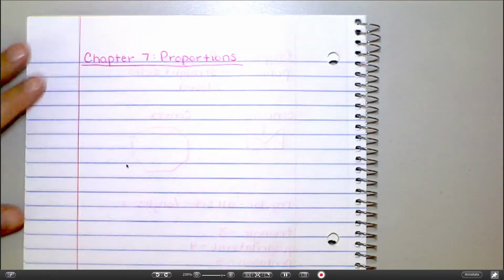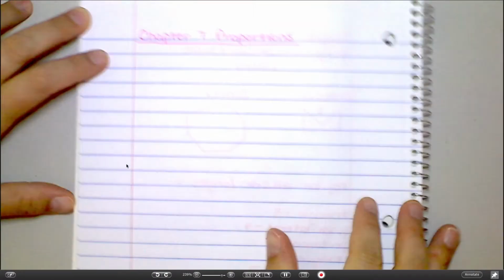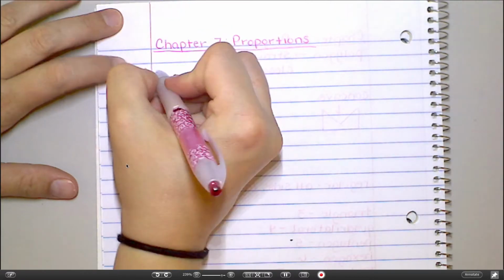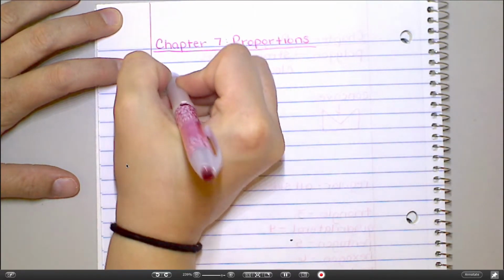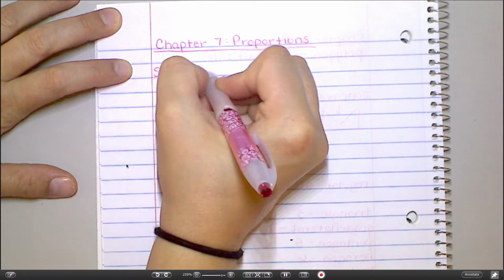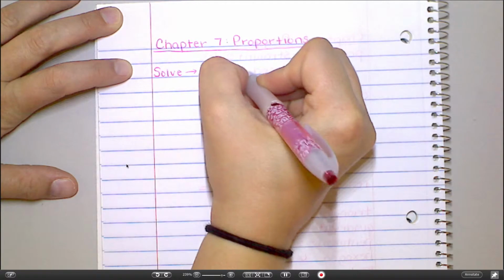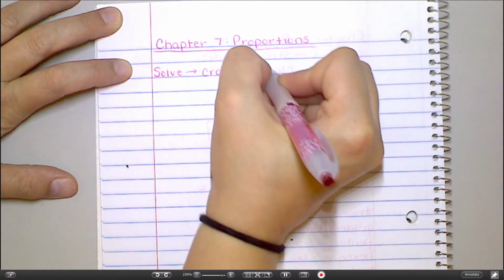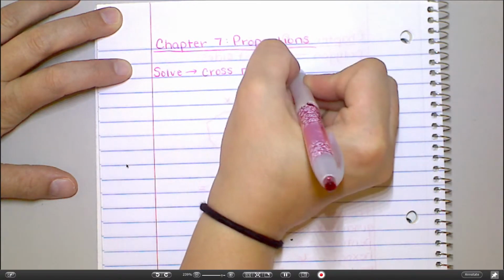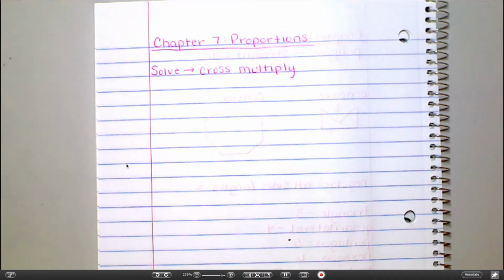So proportions to solve. You're going to cross multiply. I think actually I'm going to do an example of sort of a trickier one.